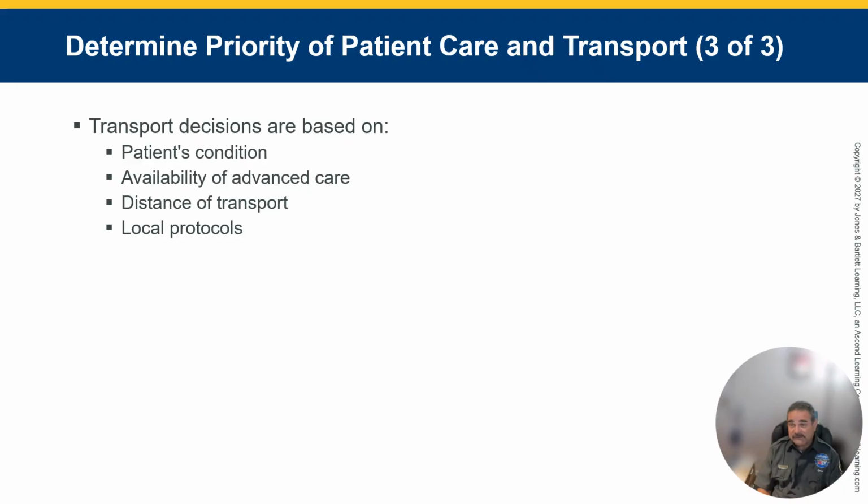Transport decisions are based on these categories: the patient's condition, the availability of advanced care, and you may have to meet up with an ALS unit. If you're a BLS unit, you may have to meet up with an ALS unit because they're closer than the hospital. It's called ALS intercept, and we're going to talk about that. Then availability, the distance of the transport, how far it is to the hospital, and then of course following your local protocols.